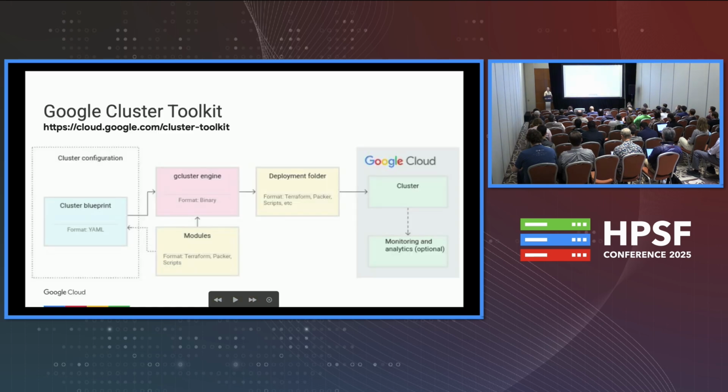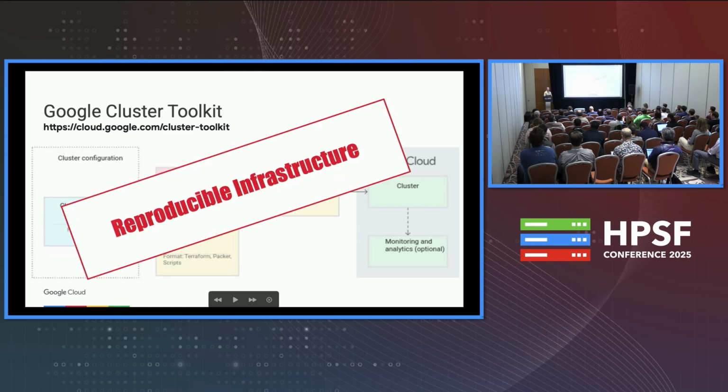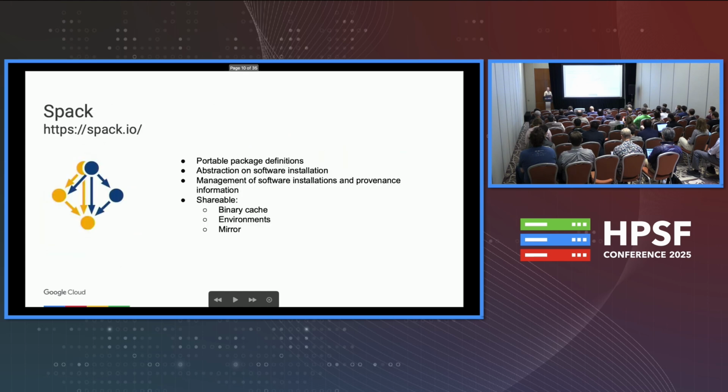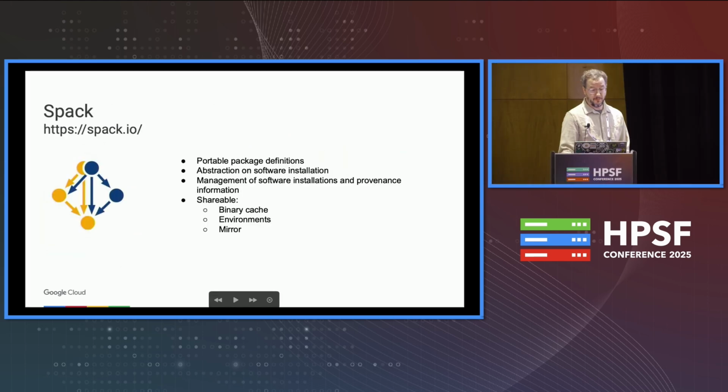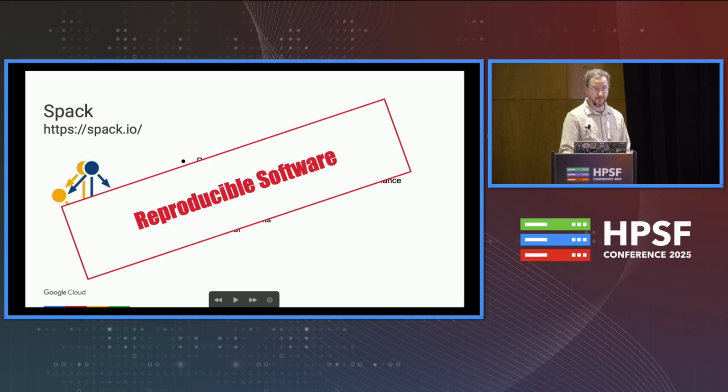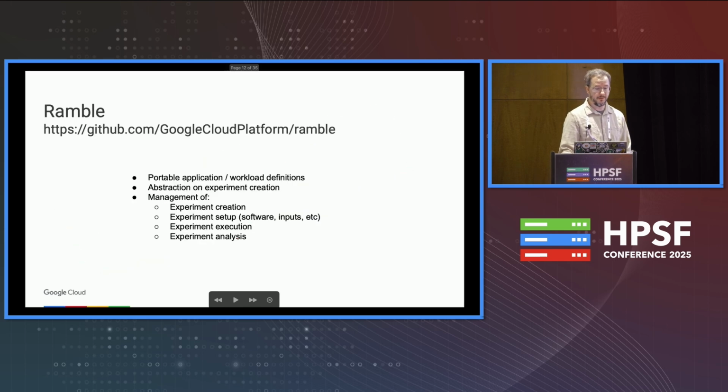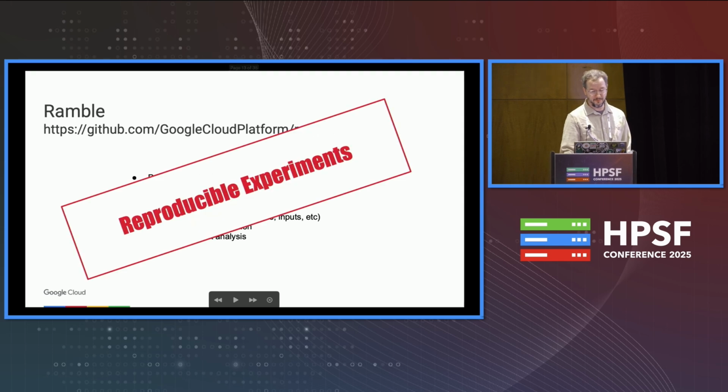This is Cluster Toolkit. I'm not going to talk to you guys much about it, but the key point is that this lets us have reproducible infrastructure. It's infrastructure as code that uses Terraform to deploy different resources. Then we use Spack to install the software, which gives us reproducible software. And then finally, we use Ramble, which describes the experiments we want to run, and that gives us reproducible experiments.